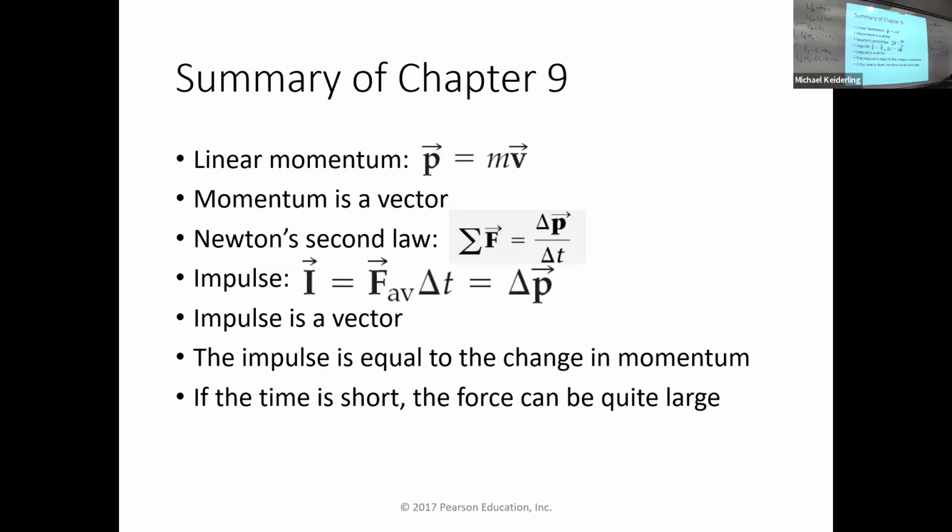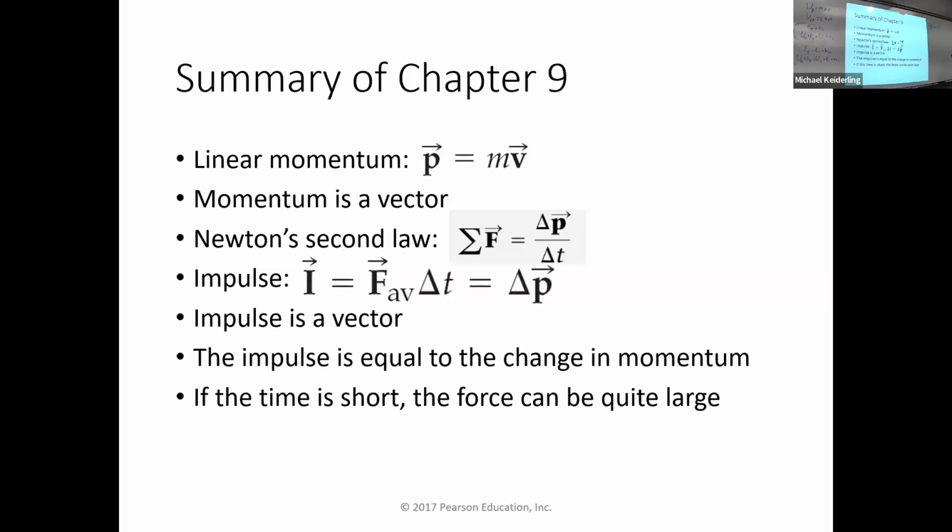Let's talk about chapter 9. I'm going to have to erase some of the stuff from chapter 7 and 8. Linear momentum. P is mass times velocity. It is a vector.